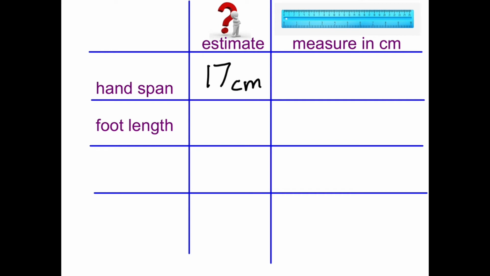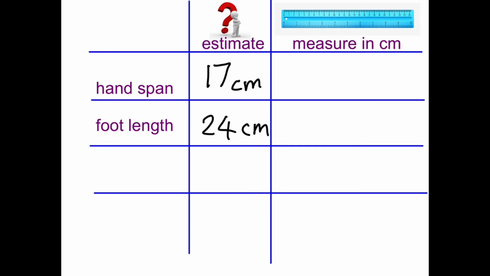And then have a look at your foot, maybe while it's still in the shoe, and look at the ruler. Don't put them next to each other yet, just have a guess. Think, well, I don't think it's as long as that ruler. My foot's quite small, so I'm going to say 24 centimetres. And then you're going to get the ruler and actually measure it.